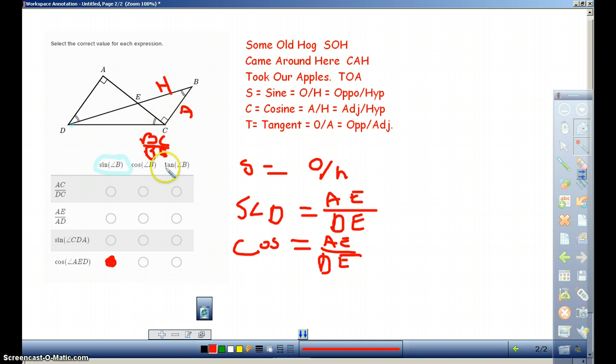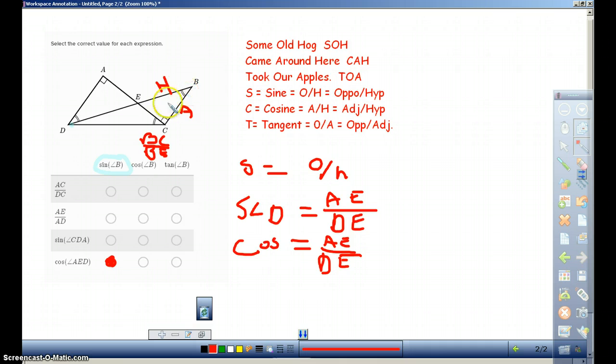BC over BE. That would be my ratio here. So let's find something that is the same thing as BC over BE. So the cosine, let's see, AC over DC. Aha! Now let's look at this.